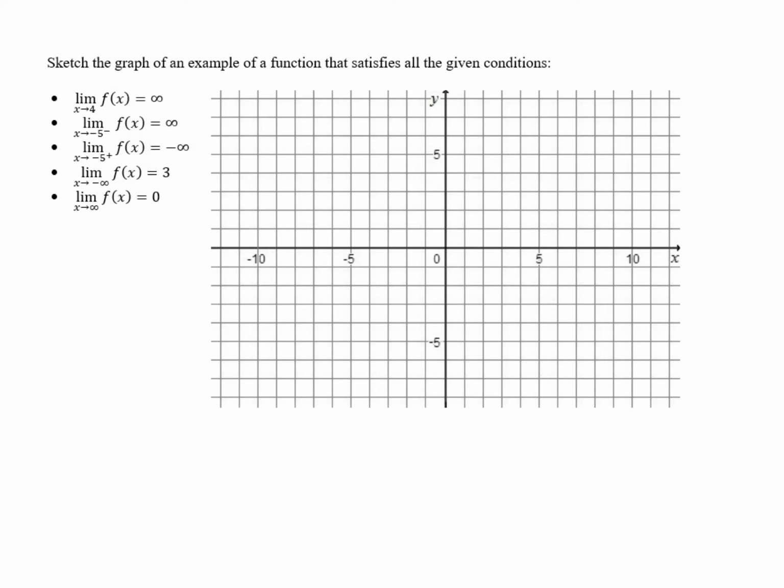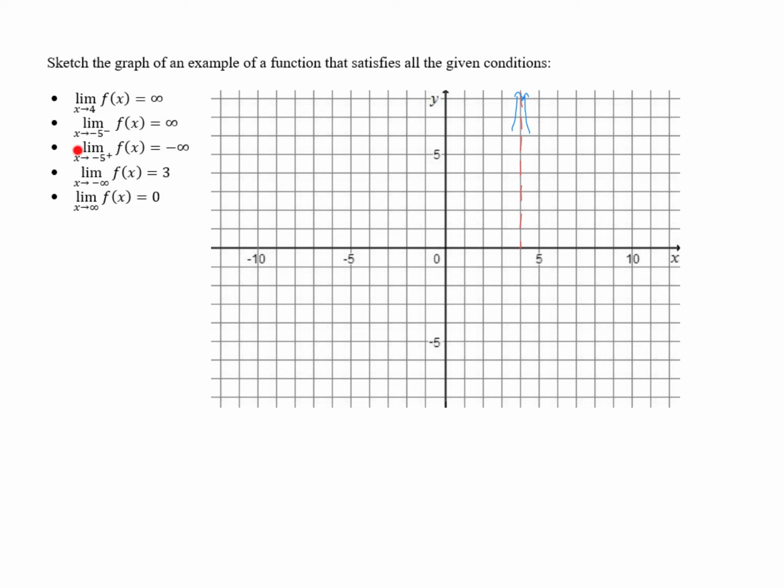Sketch the graph of an example of a function that satisfies all the given conditions. And we are given 5 different conditions there. So let's see what we've got. The limit as x approaches 4 is positive infinity. So that means at 4, we have a vertical asymptote going upward in both directions. So it's going to look something like that on both sides.